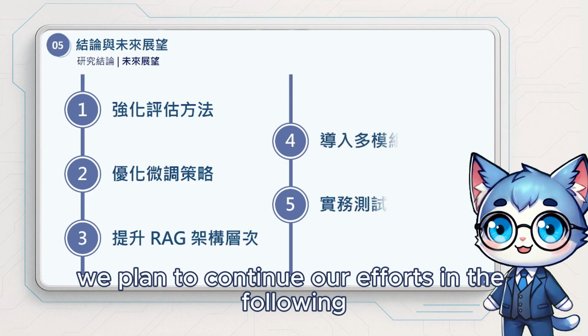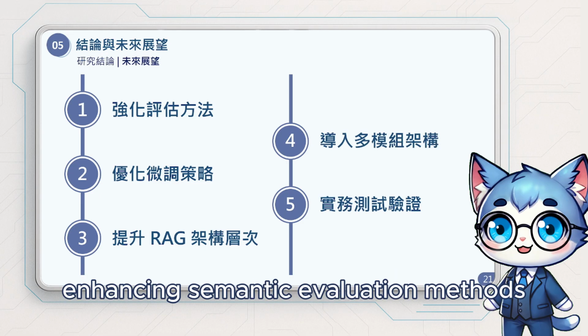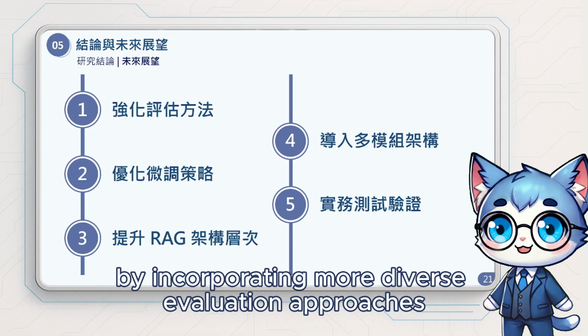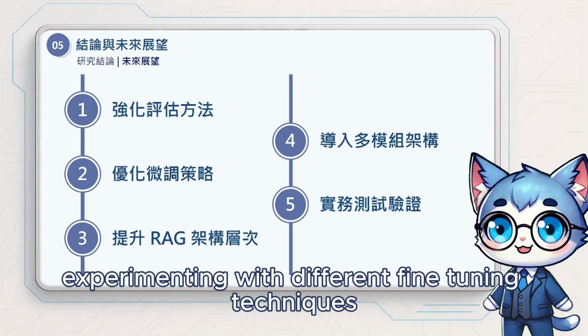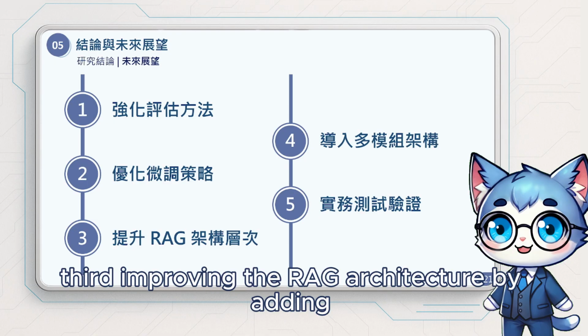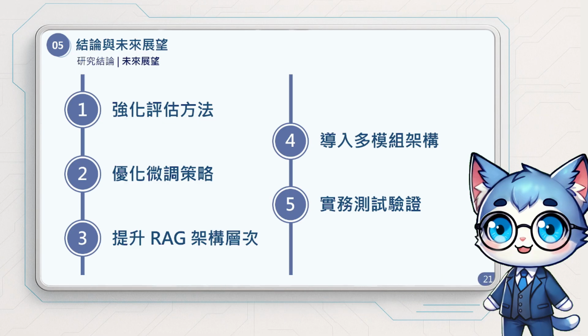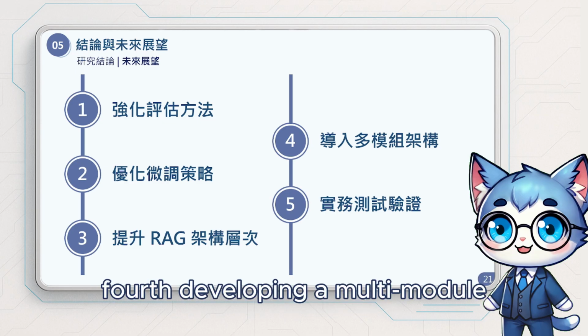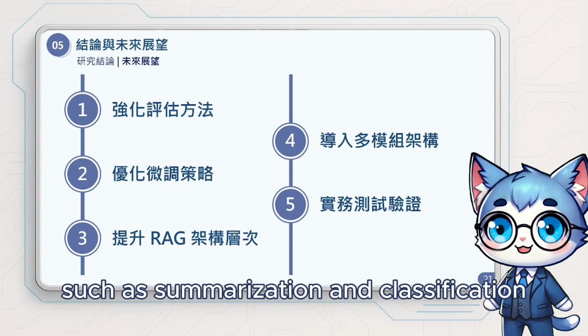In the future, we plan to continue our efforts in the following 5 directions. First, enhancing semantic evaluation methods by incorporating more diverse evaluation approaches. Second, experimenting with different fine-tuning techniques. Third, improving the RAG architecture by adding multi-round retrieval or integrating knowledge graphs. Fourth, developing a multi-module question answering system that combines functionalities such as summarization and classification.